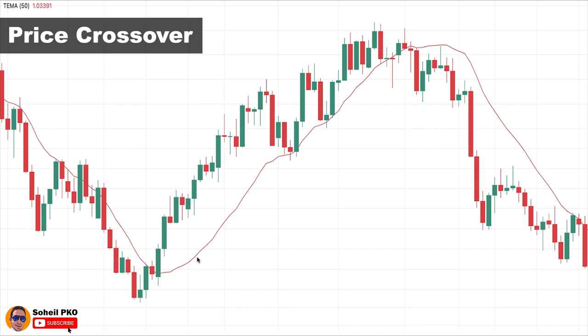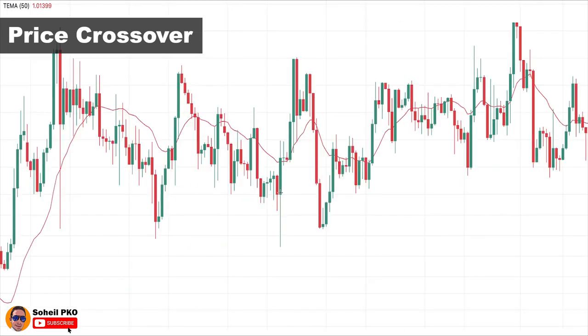Alright, now let's see what trading signals we can get from TEMA. The most commonly used buying and selling signals with TEMA are crossovers. When the price moves above the moving average line, it's considered a bullish signal and gives the possibility that the price may advance. And when the price moves below the moving average line, it's considered a bearish signal, giving the possibility that the price may decline.